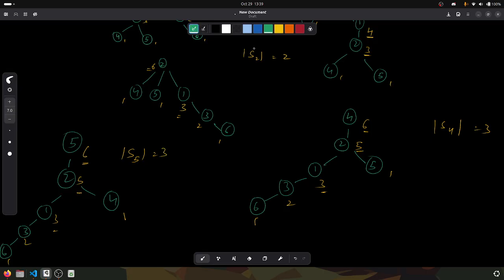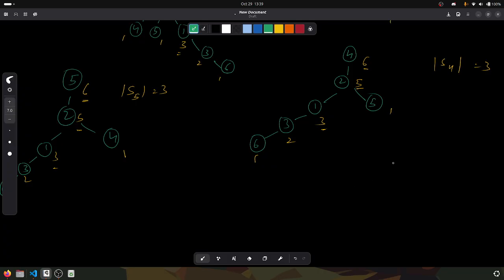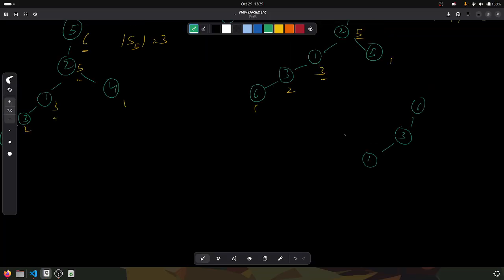Now let's root the tree at 6. 3, 1, 2, 4, 5. So 6, 5, 4, 3, 1, 1. So now we have 4 that are greater than or equal to 3, so S6 is equal to 4.